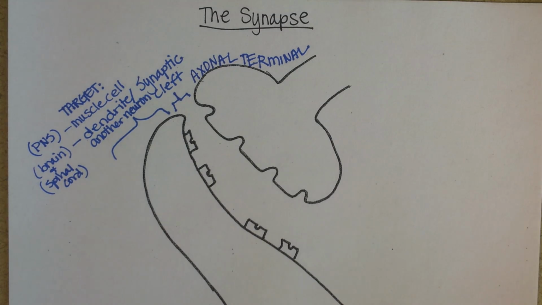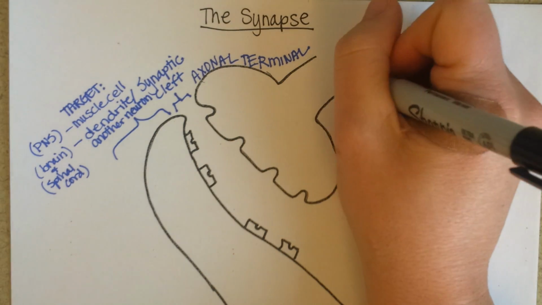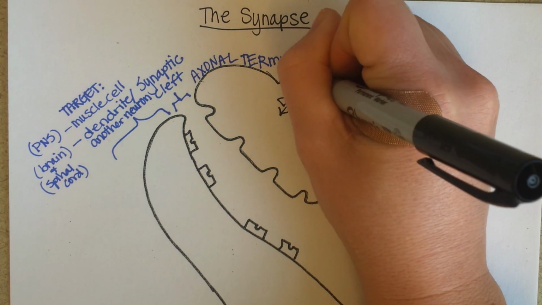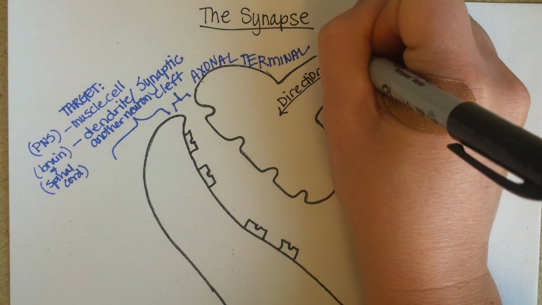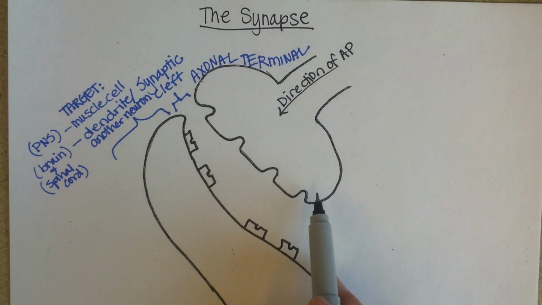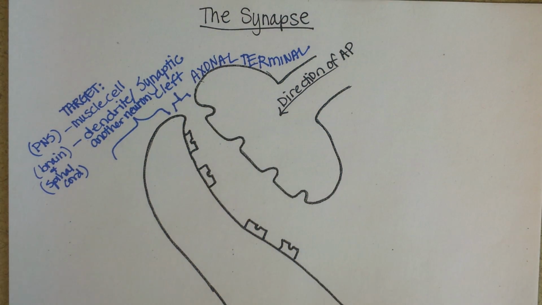All right, now use your black pen again and remind yourself by writing here that the action potential is coming in this direction. And when it arrives at the axon terminal, instead of depolarizing the axon terminal by allowing sodium to rush in, instead calcium channels open. So that's the first thing that we'll put.